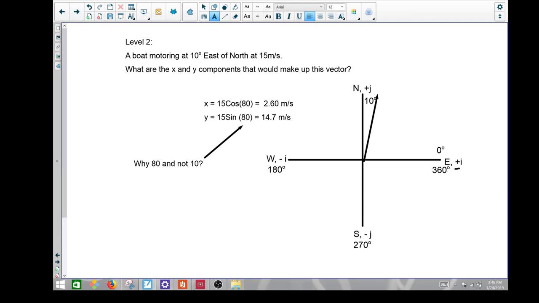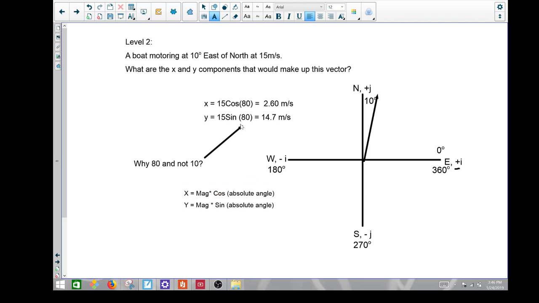We have rearranged these particular situations where the x component is equal to the magnitude of the vector times the cosine of the absolute angle, and the y component is equal to the magnitude of the vector times the sine of the absolute angle. Alright, so what is the absolute angle here?